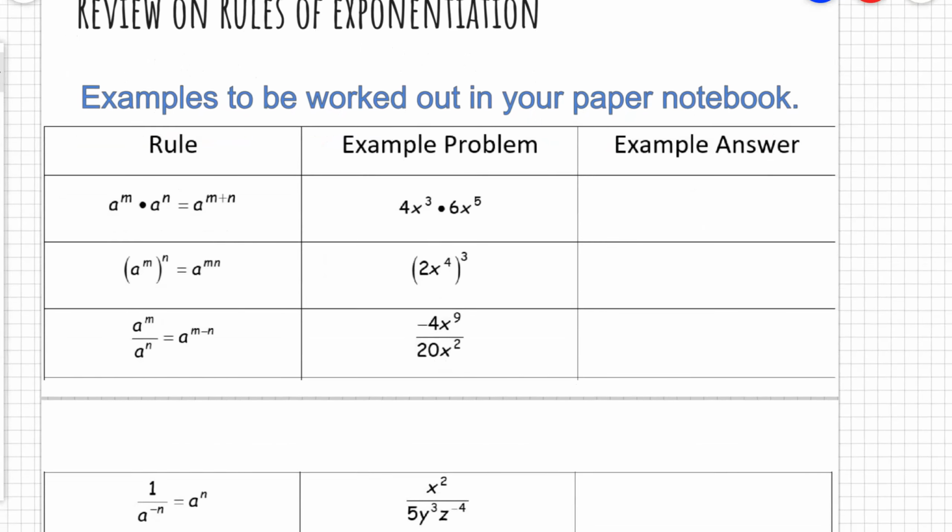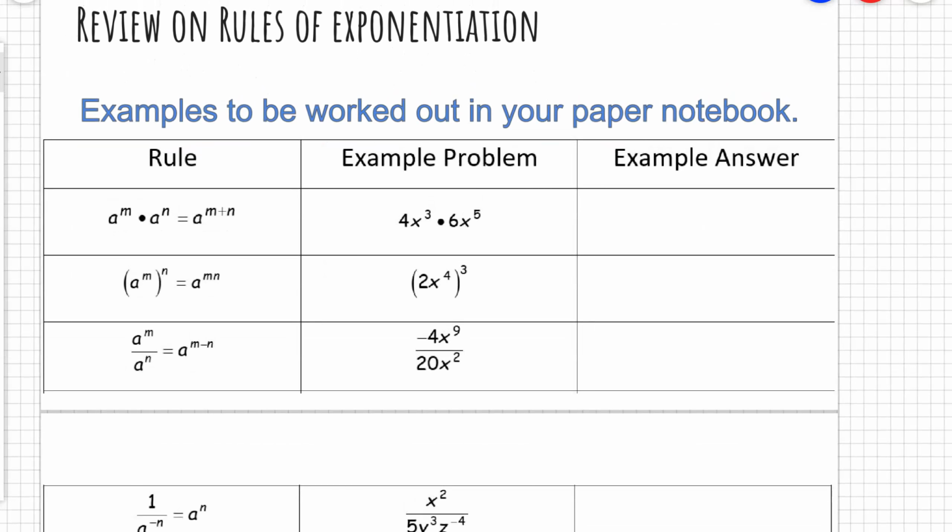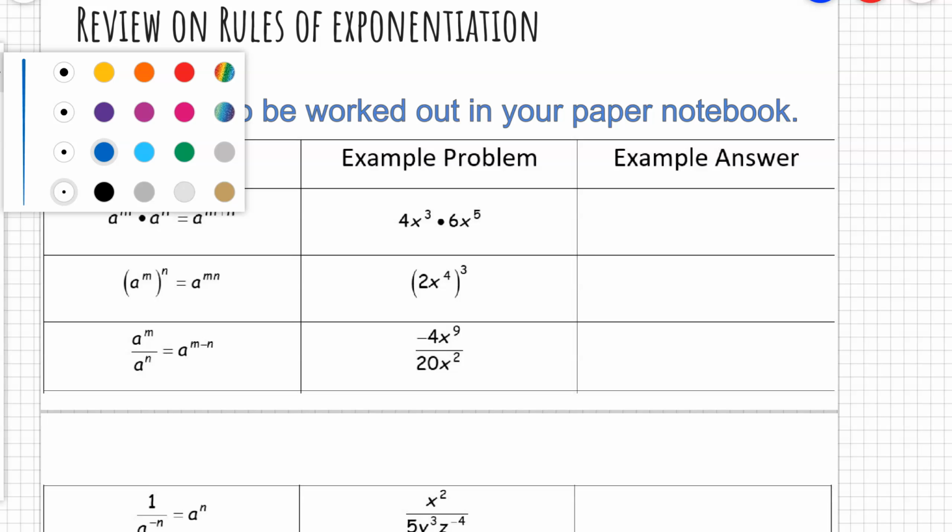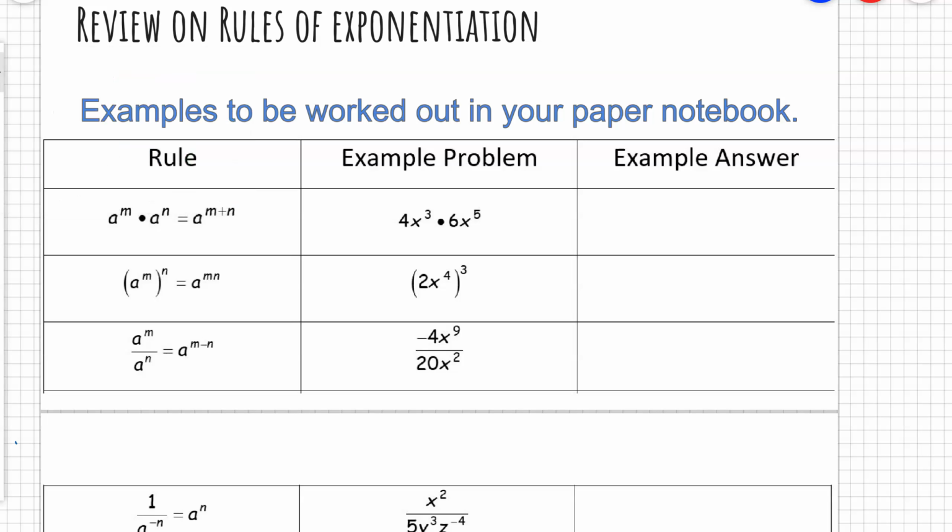So we're going to review rules of exponentiation. We'll start off with the basics. These are review for you guys, but this is good to have in your notes. So, looking at the rule first, if we have a to the m times a to the n, we're simply adding the exponents together. So when you multiply bases, first of all, the bases have to be the same in order to add the exponents.